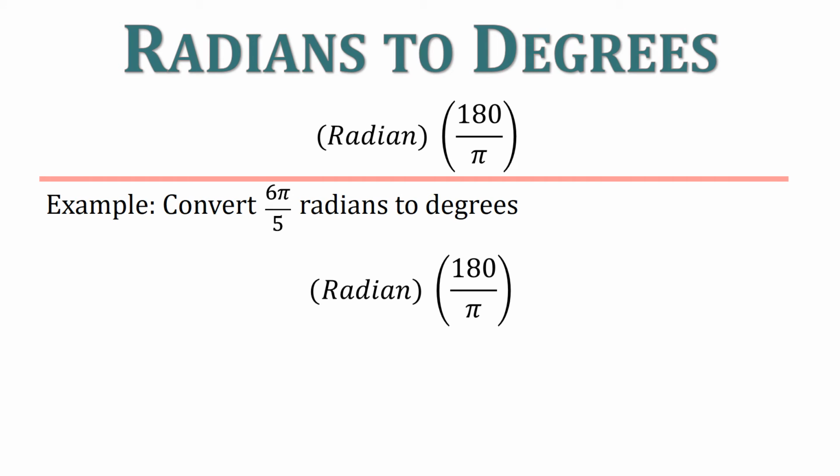We know our formula is radian times 180 over pi. Now we know our radian measure. It's 6 pi over 5. So 6 times 180 is 1080 pi, and then 5 times pi is 5 pi. We have a pi on the top and a pi on the bottom. Pi divided by pi divides out to 1. 1080 divided by 5 simplifies to 216. So our angle measure now is 216 degrees.